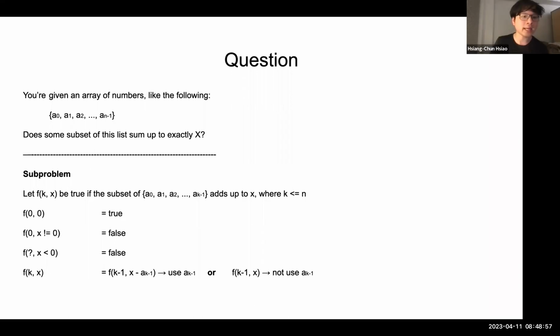Okay, so for any other case of f of k and x, there's two cases that we can go through. So f of k minus 1 and x minus ak minus 1 is using ak minus 1 in this case. And another case where if you don't use ak minus 1, it will be f of k minus 1 and x. And that's an or between them, because if either of them is true, that means that this whole thing is true. So we use or in this case. Is there any question to this?